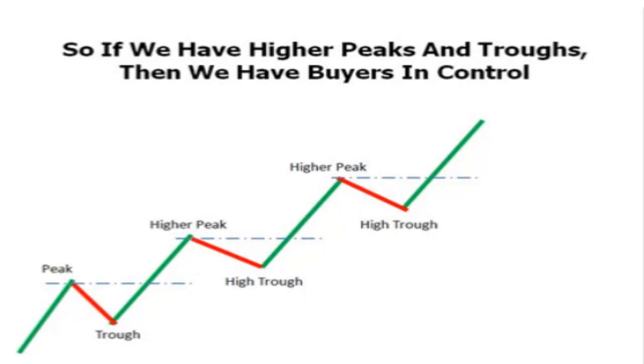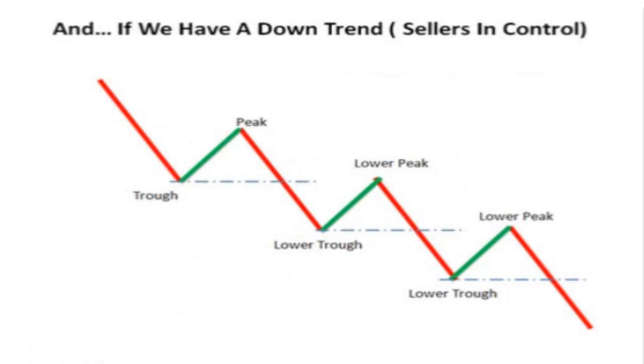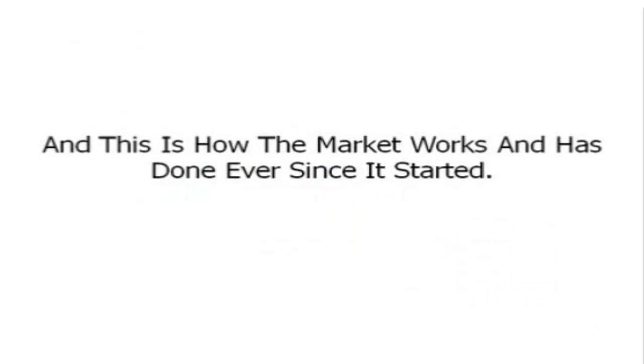So if we have higher peaks and higher troughs, then we have buyers in control, and if we have lower peaks and lower troughs, then we have sellers in control, okay? And this is how the market works and has done ever since it started. And this is the reason why it's so important.